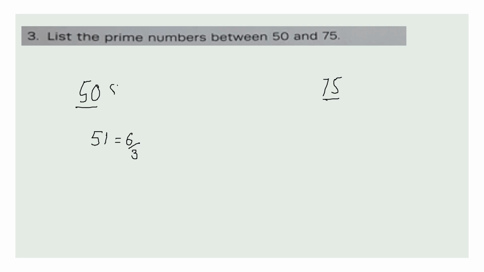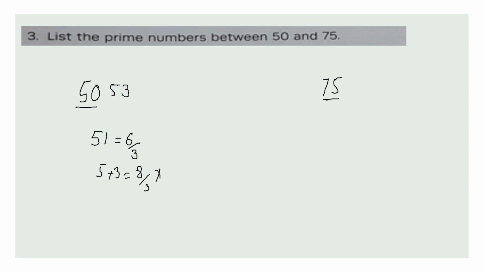So we can take 53. We can't take 52 because 52 is even. We can take 53 because when you sum 5 and 3, it gives you 8, and 8 is not divisible by 3. So this is there, right? Then what about 54? 54 is even. 55 is composite because 55 is divisible by 11.